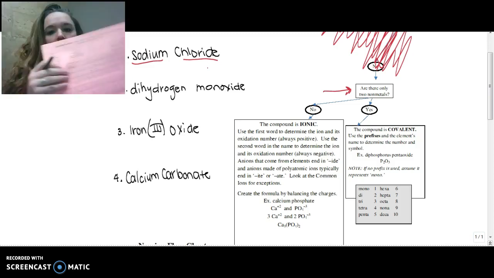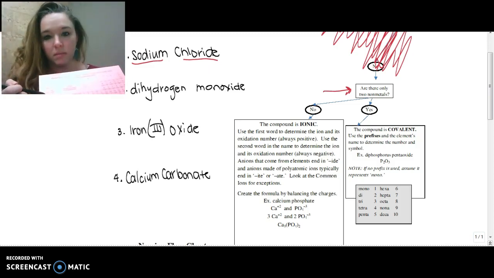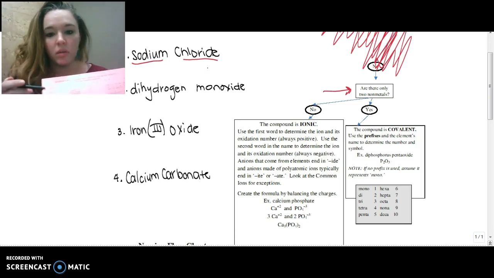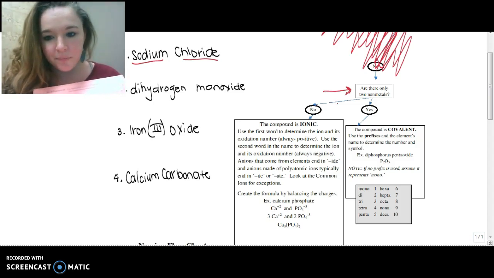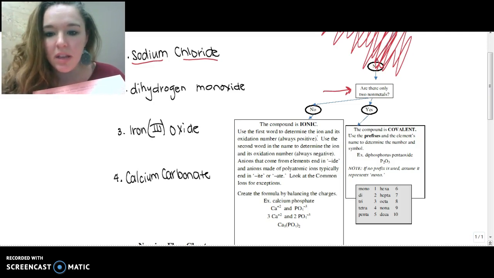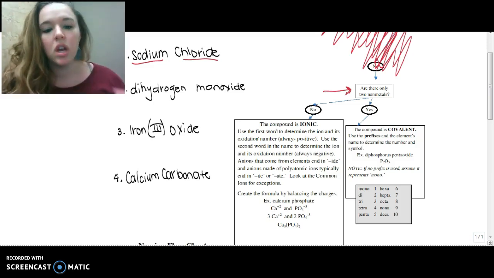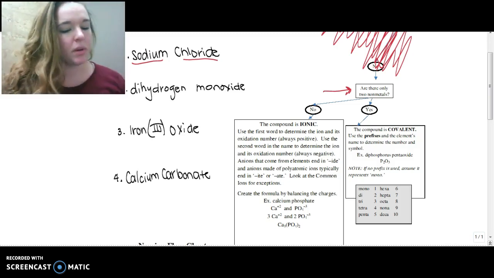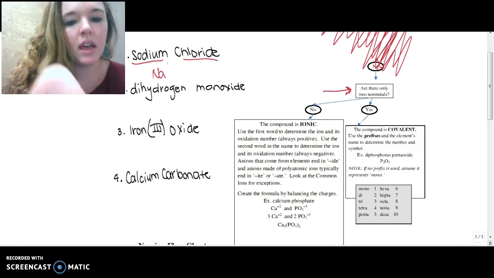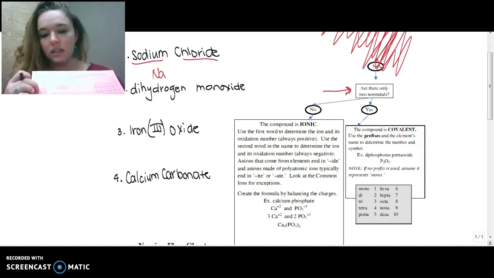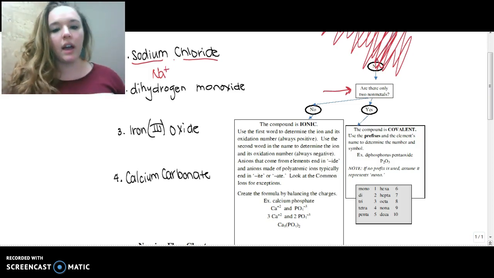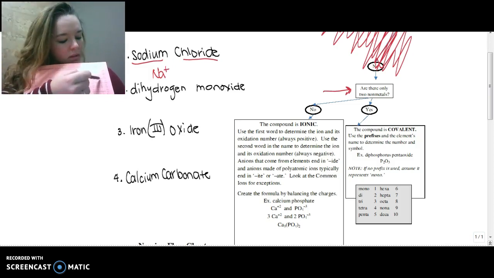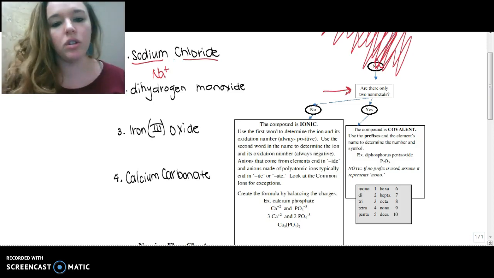And when you look at your periodic table, you'll see that sodium is in fact a metal, and so you are going to identify that it is ionic. There are not only 2 nonmetals. So you say no, okay, the compound is ionic. Use the first word to determine the ion and its oxidation number or charge. So if you look at sodium on your periodic table, that's Na, and because it's in the first column, you'll see it's Na plus 1. And then chlorine or chloride is in the 7th column, and it's going to be a -1 charge.